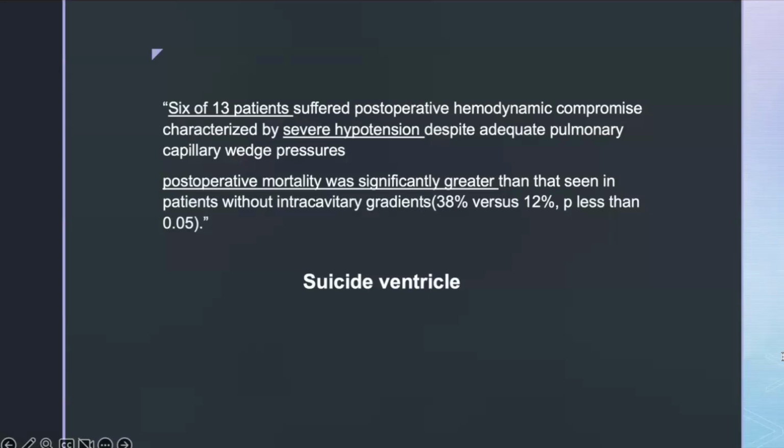And so identifying this intracavitary gradient can heighten the clinician to understand, okay, I need to be aware that this patient's fluid status is adequate, and I need to make sure that inotropes aren't the go-to. So that's where this serves some clinical relevance.